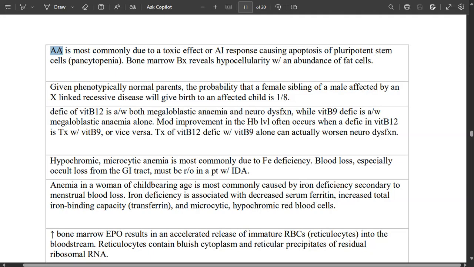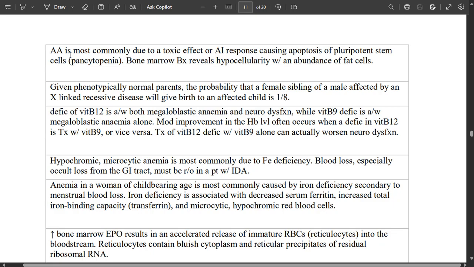So, aplastic anemia. Let's talk about aplastic anemia. Aplastic anemia is most commonly due to a toxic effect or autoimmune response causing apoptosis of pluripotent stem cells, resulting in pancytopenia. Bone marrow biopsy reveals hypocellularity with an abundance of fat cells. So, there's a dry tap.